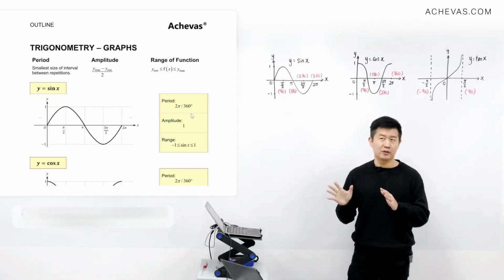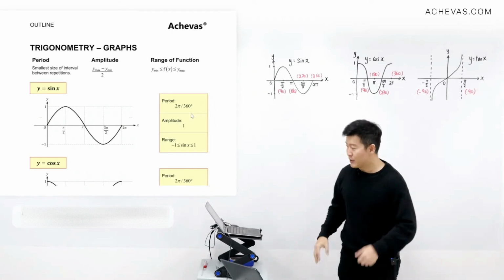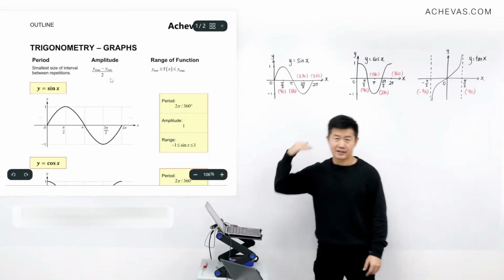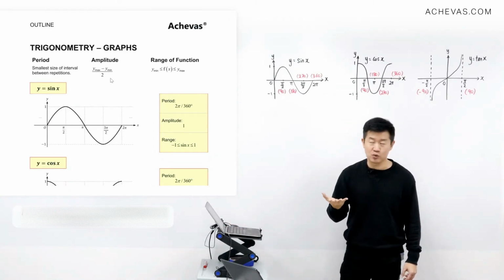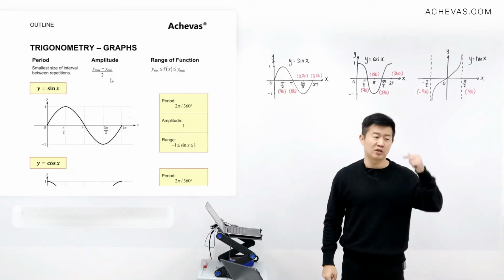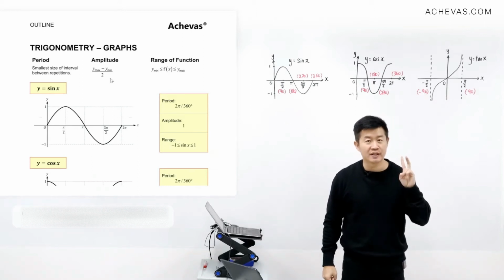So what is the period of the sine function? 2 pi or 360 degrees. What is the amplitude of the sine function? The amplitude is defined as the y maximum minus the y minimum, divided by 2. What is the y maximum? 1. What is the y minimum? Minus 1. So what is 1 minus minus 1? 2. Divided by 2 is 1.